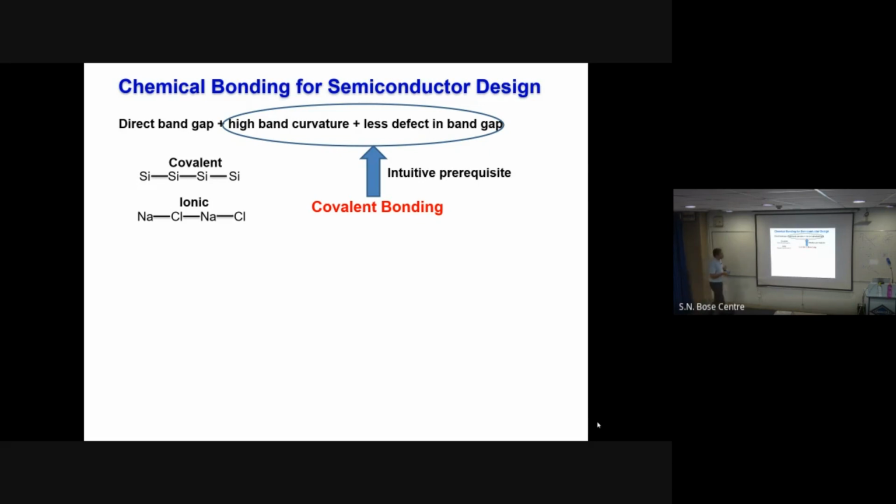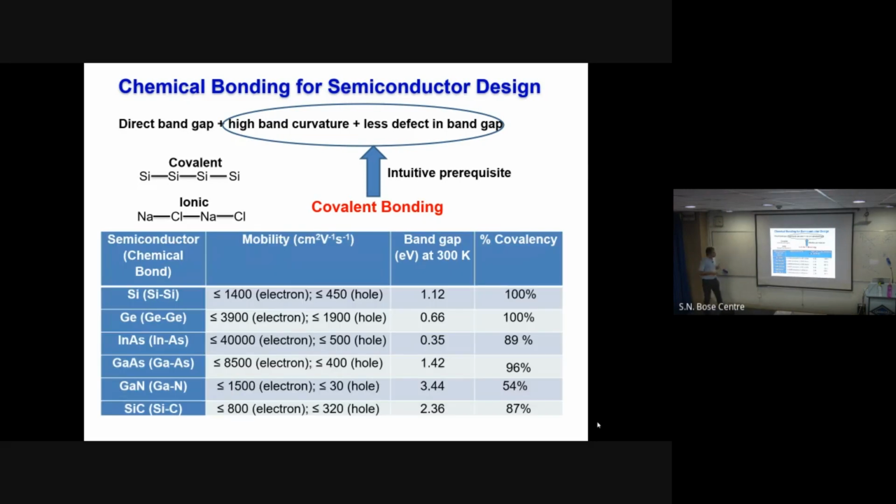To give you more confidence about this intuition, let me put this table here. Here I have just listed some of the standard or well-performing semiconductors. If you look at the chemical bonding and the carrier mobilities, you'll see that most of the semiconductors that are performing well, I can calculate covalency. This is a very simple undergraduate level calculation. I just need the electronegativity values of the two elements, like indium and arsenic. What is the electronegativity difference? From there, just a calculation, nothing serious. And you'll see that almost all the semiconductors that we know that are performing very well have a very high percentage of covalency.